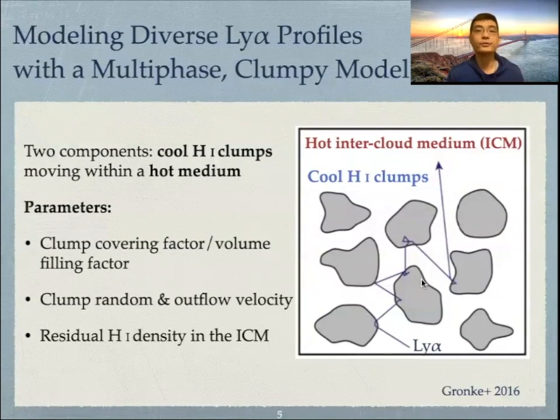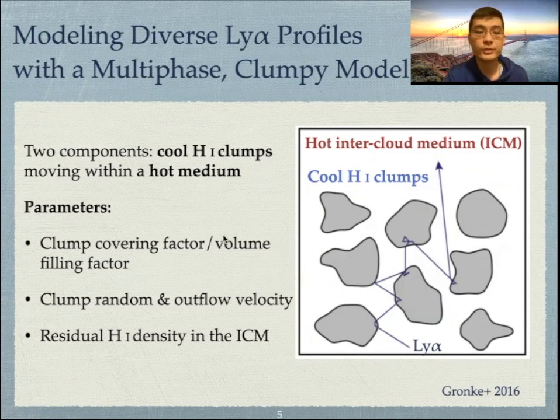And we further model the observed Lyman alpha profiles with radiative transfer modeling. We considered a multiphase clumping model which has 2 components, namely the cool HI clumps moving within the very hot intercloud medium, or ICM, as illustrated in this figure.